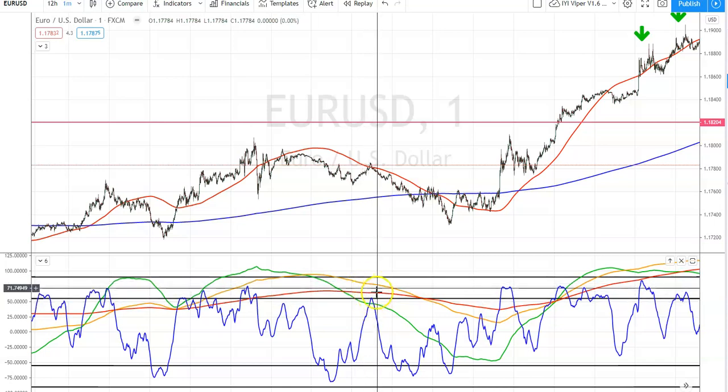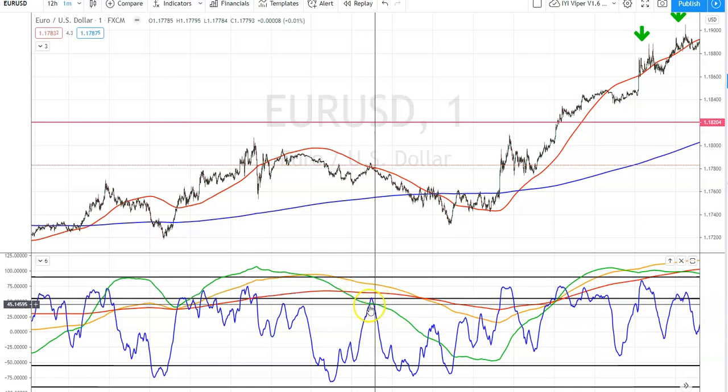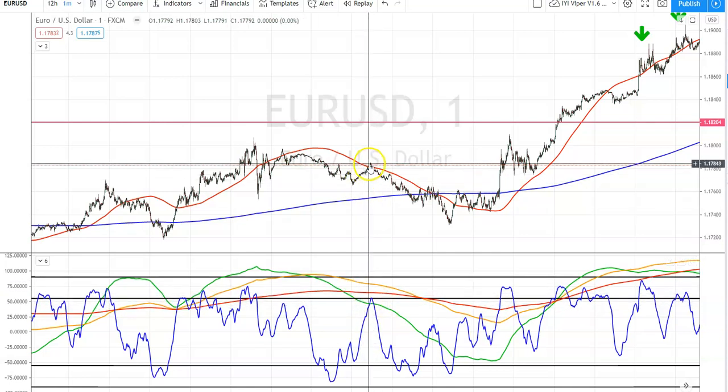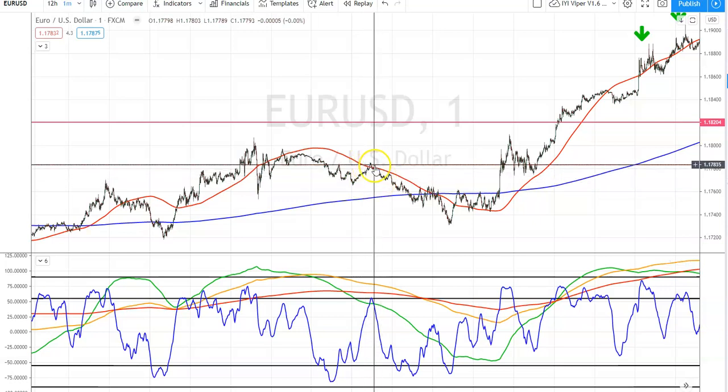Now, in this situation, see these two converging, the orange and the red are converging. The green's already crossed over, and we've peaked on the short-term oscillator. That's a trade. You can take that trade, absolutely. Not the safest of trades, but you can take that trade.